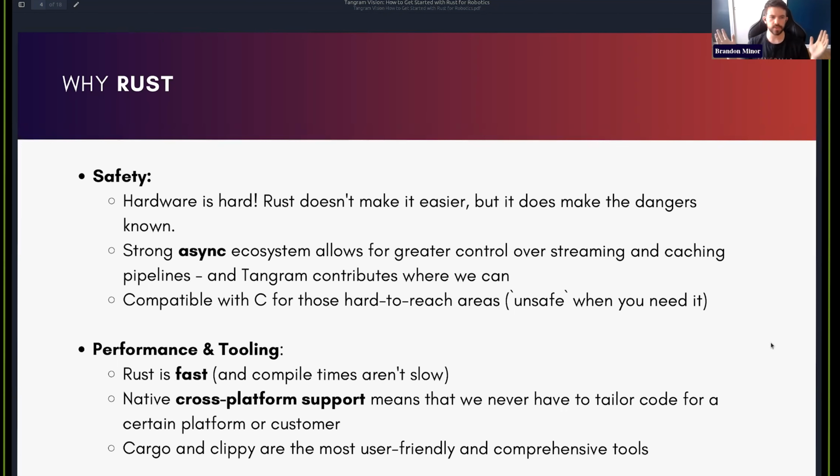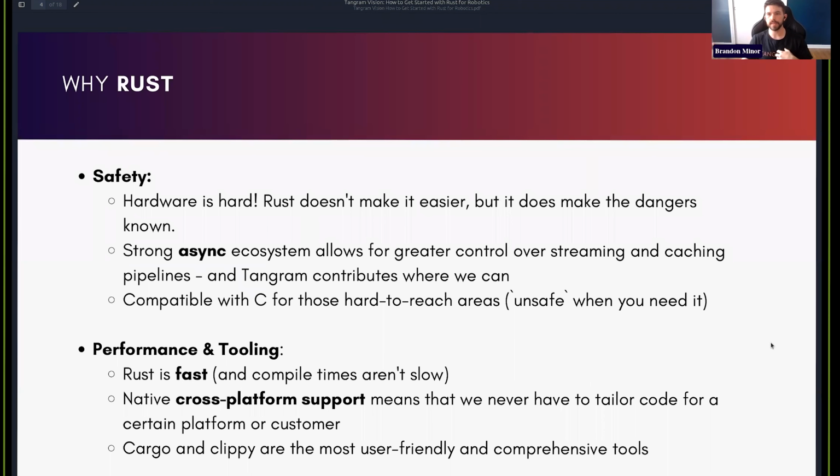Just that alone was such a valuable piece of the language for us. Even better, it has a strong async ecosystem. And by this, I mean parallel processes, multi-threading processes. If you do that wrong, it will also yell at you. And Rust makes it very hard to pass memory along multi-processing pipelines in a willy-nilly fashion. And we'll go into one of the products Tangram's built that showcases our excitement for async later on. And Rust is also compatible with C for those hard to reach areas.